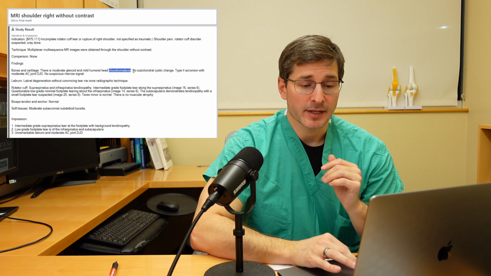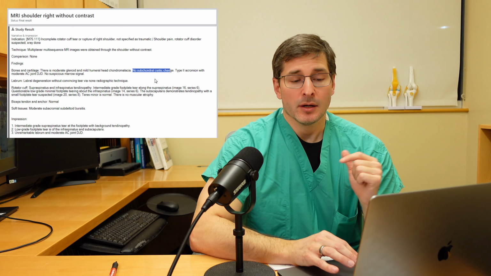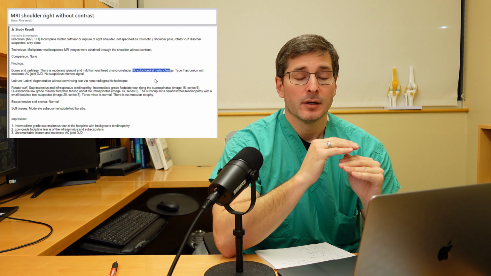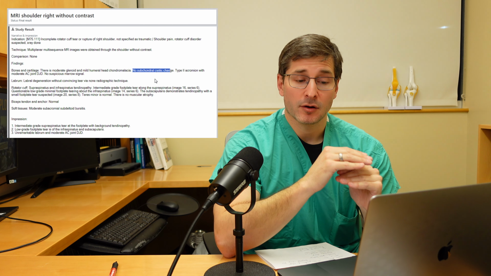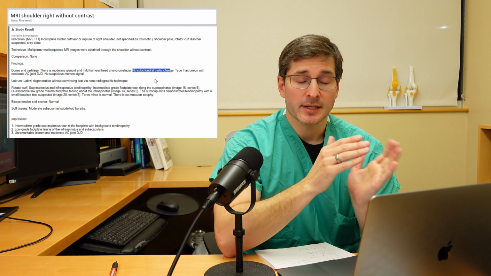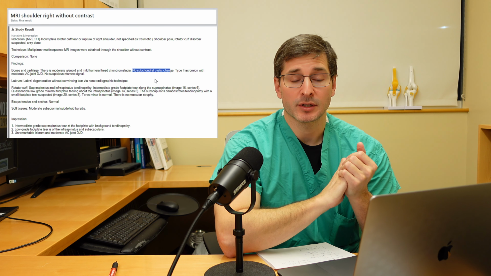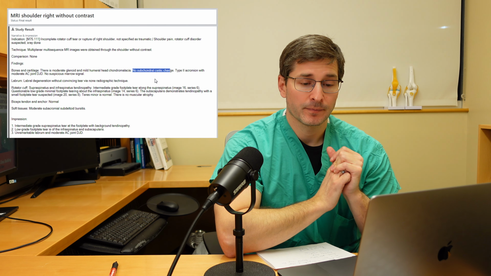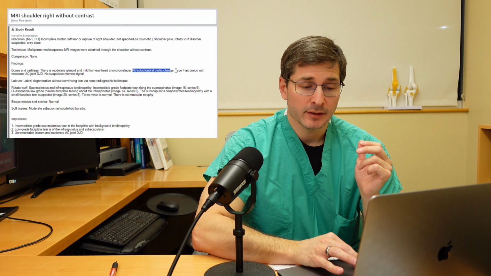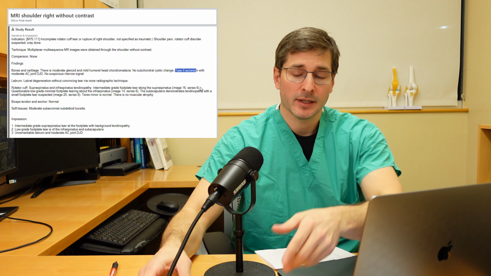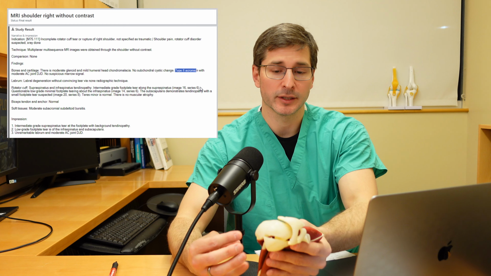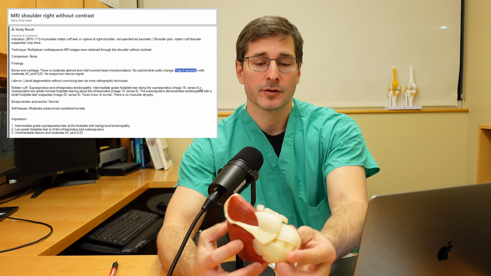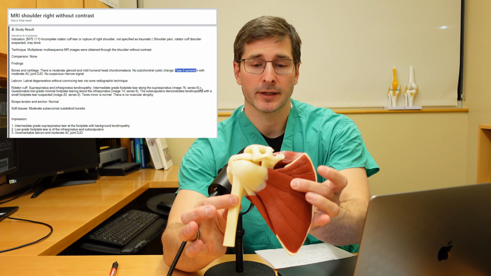And then next here they say no subchondral cystic change. So the subchondral part of the joint refers to the bone that is just underneath the cartilage layer. Cystic change is something that you would see typically if there's osteoarthritis, and so they specifically want to point that out. Type 2 acromion. So the acromion is part of the shoulder blade, actually. So here's our shoulder here, and here's the arm bone on the shoulder blade like this.